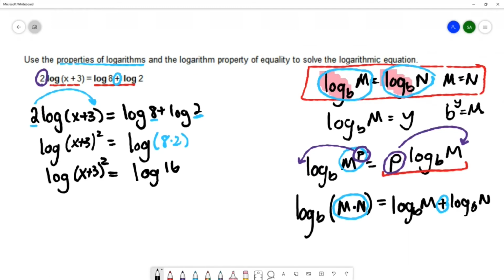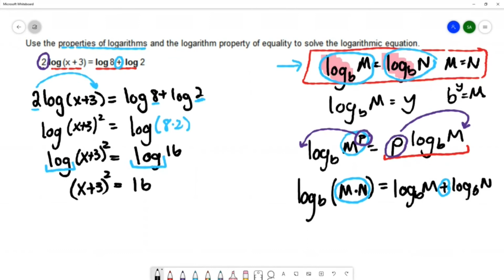So now we have written each side with a log with the same base. In this example, no base is written, so we assume the base to be 10. So we're able to use this property of equality now, which says that the expression inside the log on the left, x plus 3 squared, is equal to the expression inside the log on the right, 16. So now the logs are gone, and we're able to solve the equation that's remaining.